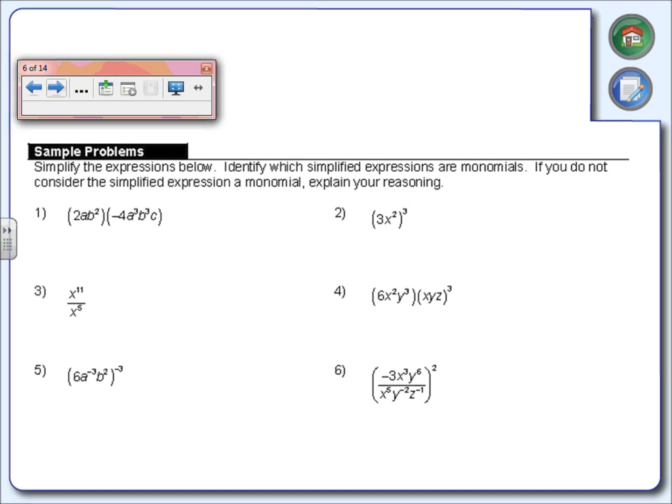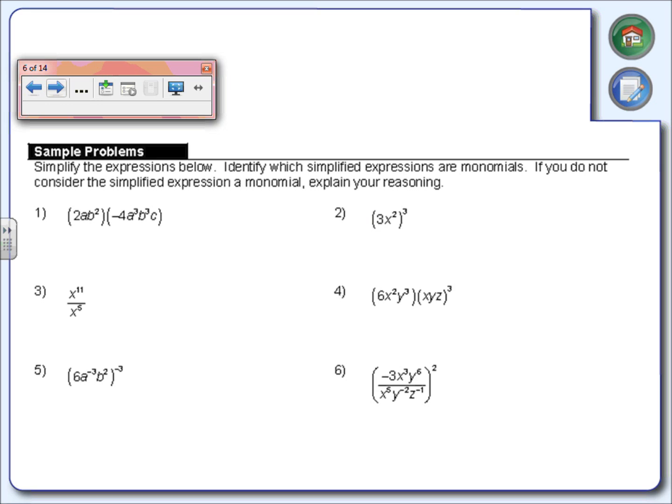All right, now let's take a look at some sample problems. Now notice the directions there say we're going to simplify the expressions. After we do that, we're going to identify which simplified expressions are monomials. And if they're not monomials, we're going to explain why they're not considered monomials. All right, so here we go.